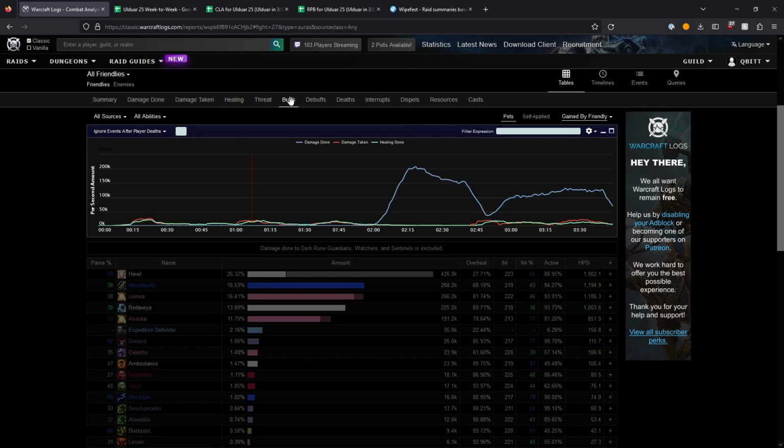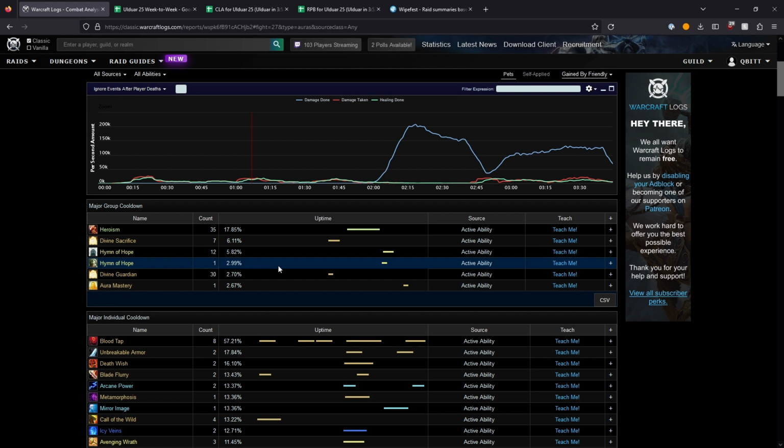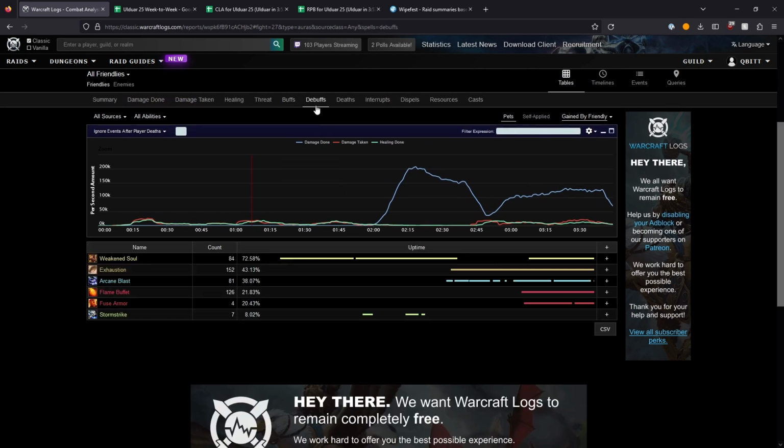Next, we're going to look at buffs. This is just a breakdown of the different buffs that went out and what the various uptime was. Here's heroism. It's usually way over in the front, but because we wait till Razor, it's over here. And then debuffs are over here. We have a better way of viewing this stuff in the Google Sheets, which I'll get to in a little bit.